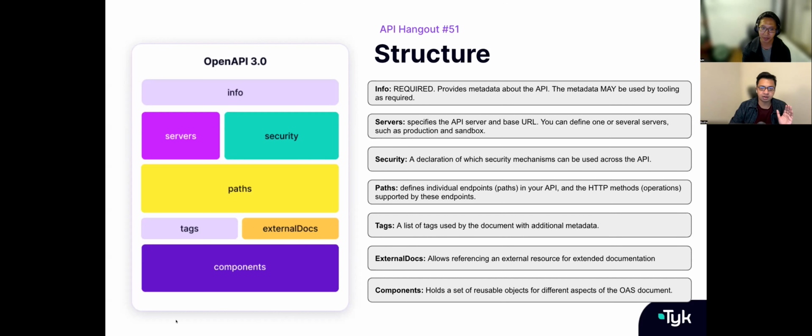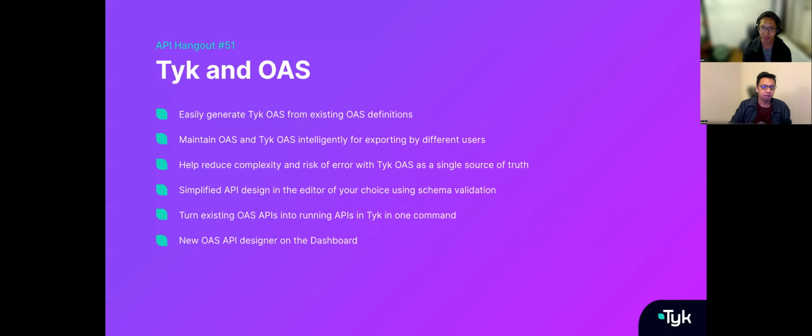So hopefully this gives you a bit of an understanding of the structure of OpenAPI 3.0. And then we head on further into what Tyk does. So Tyk is a cloud-native API management platform. It is powered by an open source API gateway, which is the heart and mind of our platform. It enables pretty much all of the different API management capabilities that you would need as an API manager or a creator, developer of an API.